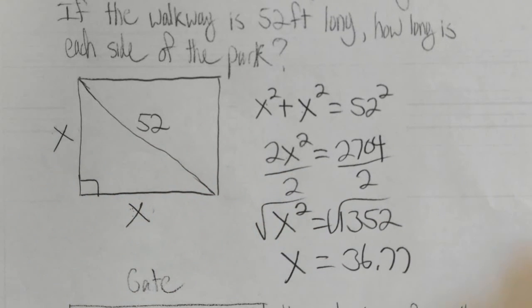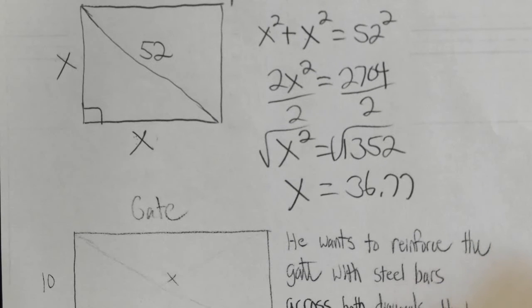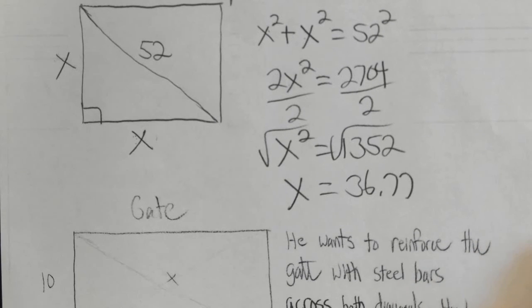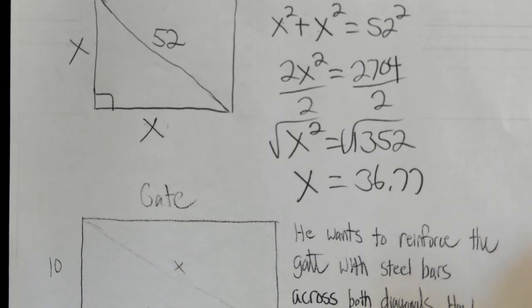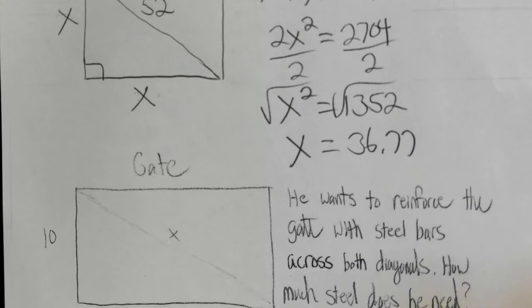36.77. If it doesn't tell you what to round to, then just do it to 2 decimal places. All right, so that's where the calculator comes in and helps us when we take the square root of that. All right, and so how long is each side of the park? It's 36.77 feet.